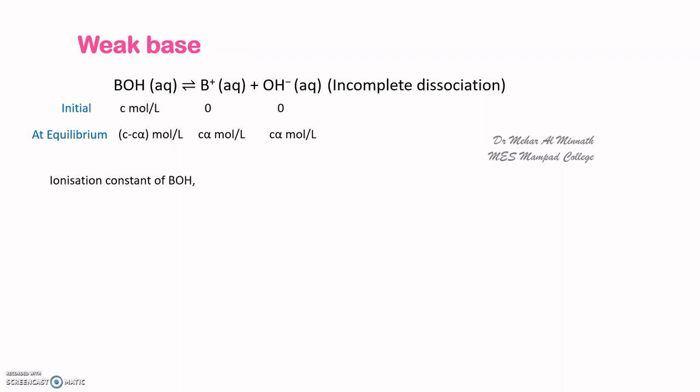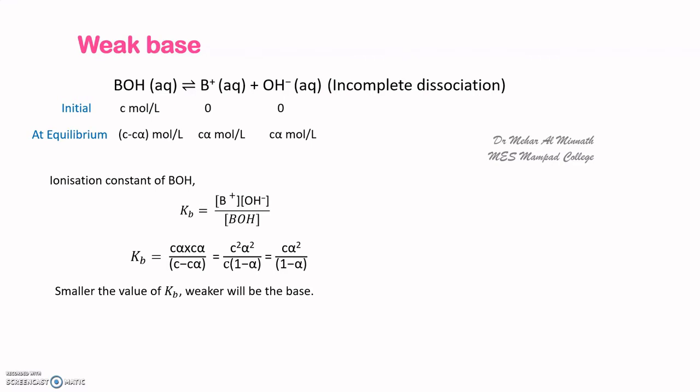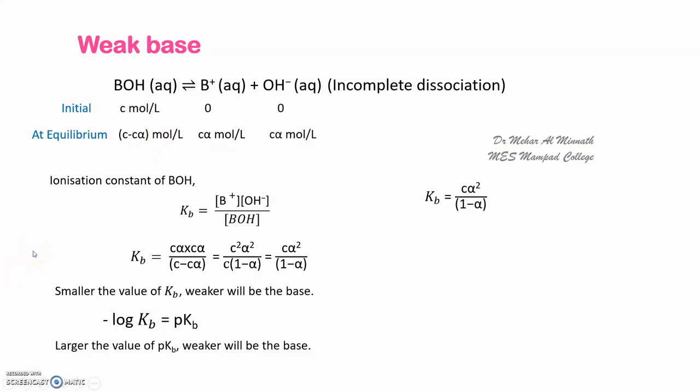And we can get the ionization constant of BOH, Kb, equal to B+ into OH- divided by BOH, the concentration terms of the ions divided by the concentration term of the base. Now we put in the concentration terms of the base and the ions, then we get Kb equal to C alpha square divided by 1 minus alpha. And the smaller the value of Kb, the weaker the base. If we put it in terms of pKb, the larger the pKb value, the weaker the base, same as for the acid.